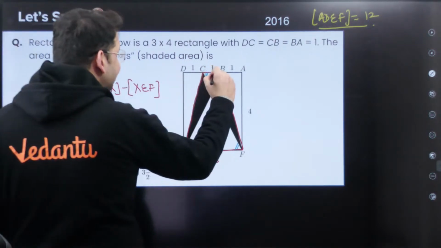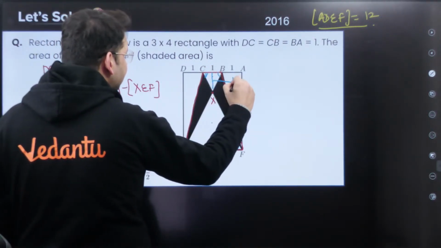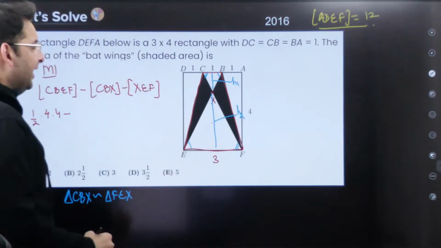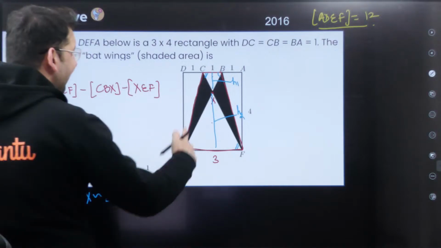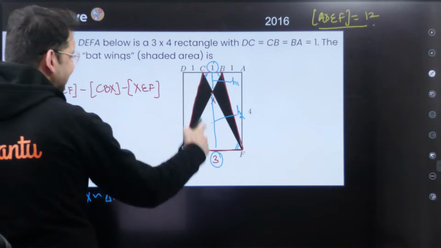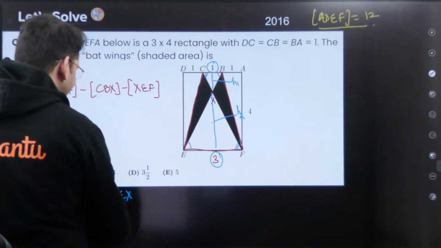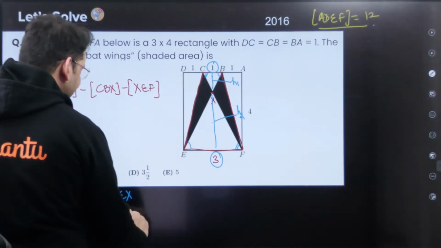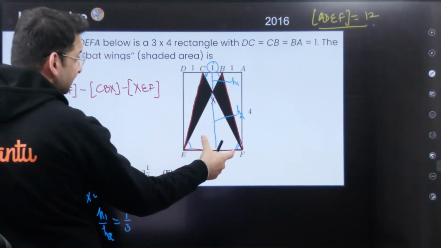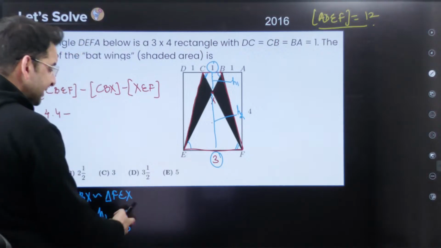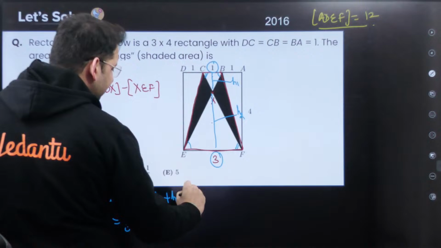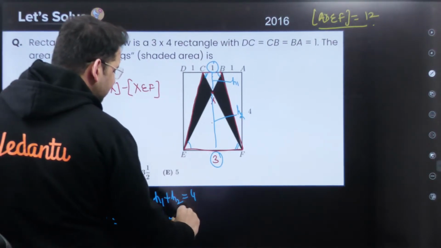Now, if this height is H1 and this height is H2, so can I say H1, since this base is 1 and this base is 3, so H1 by H2 is also the same ratio. The ratio of the height is same as the ratio of the sides because the triangles are similar to each other. H1 by H2 is 1 by 3 and the total height H1 plus H2 is 4. So that means H1 has to be 1 and H2 has to be 3.